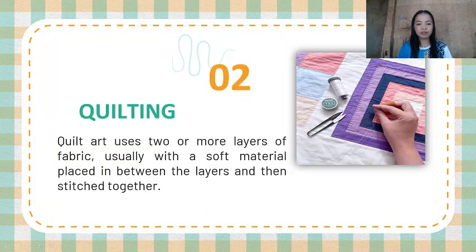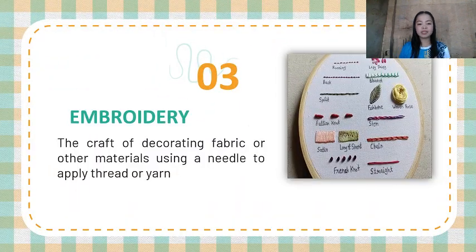Second type, we have quilting. Quilt art uses two or more layers of fabric, usually with a soft material placed in between the layers, and then stitched together. The third type is embroidery, the craft of decorating fabric or other materials using a needle to apply thread or yarn. Embroidery can be done by hand, and it can also be done by machine.